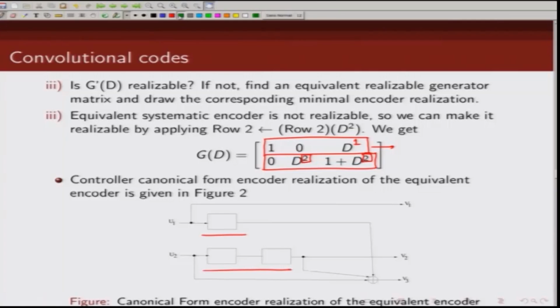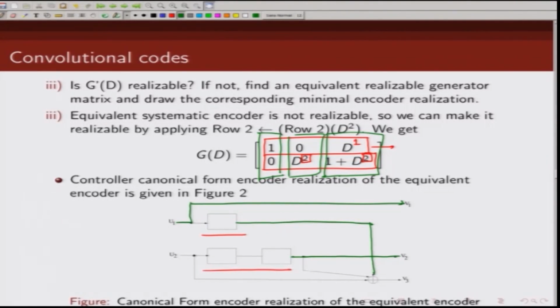And again, what are our outputs? There are 3 outputs. The first output is U1 times this, which is just U1. So, this is this. The second one is D square of U2, which is just this term. So, this is my second output. And the third output is D times U1(D), which is this one, and 1 times U2(D) and D square times U2(D). So, that is this. This is our third output.